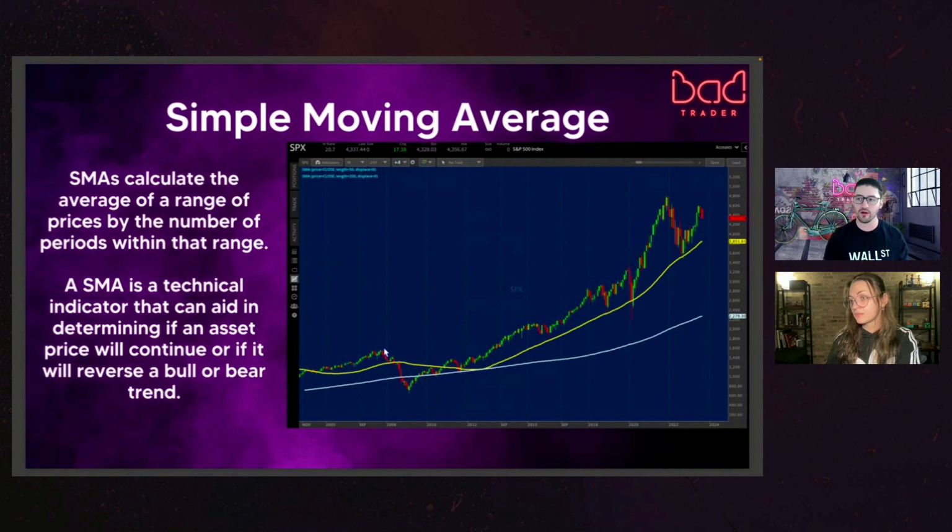And simply, what are simple moving averages? Well, they're lines that calculate the average of a range of prices by the number of periods within the range. So if I use the 50-day moving average, I'm taking into account the average of the last 50 days at the close of whatever index or position I'm looking at, and it puts it into an average number.